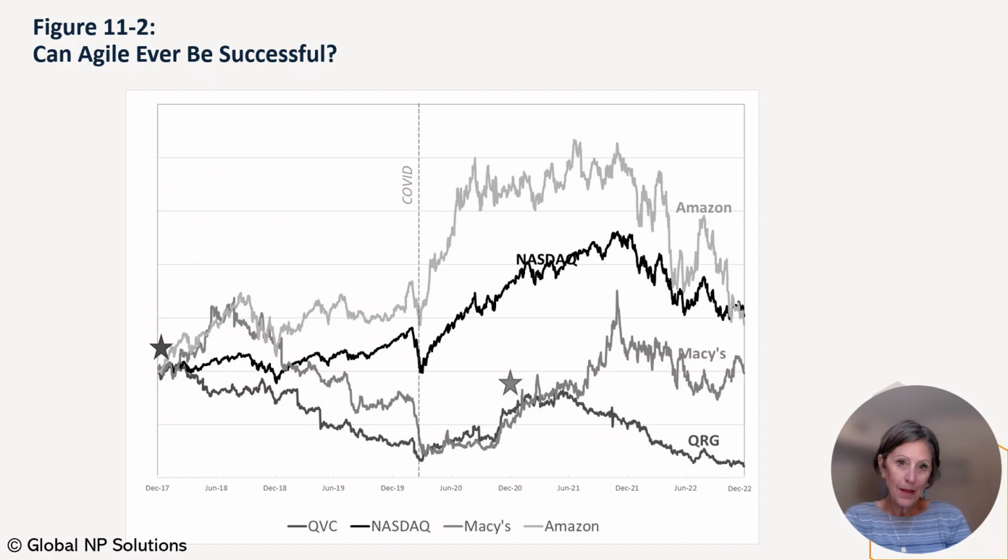Amazon. Amazon's stock price generally trends with the NASDAQ, showing a sharp decline initially with COVID and some decreases as household discretionary spending slowed a bit with inflation. Amazon requires management approvals for all projects at all levels of development, more like a waterfall process.